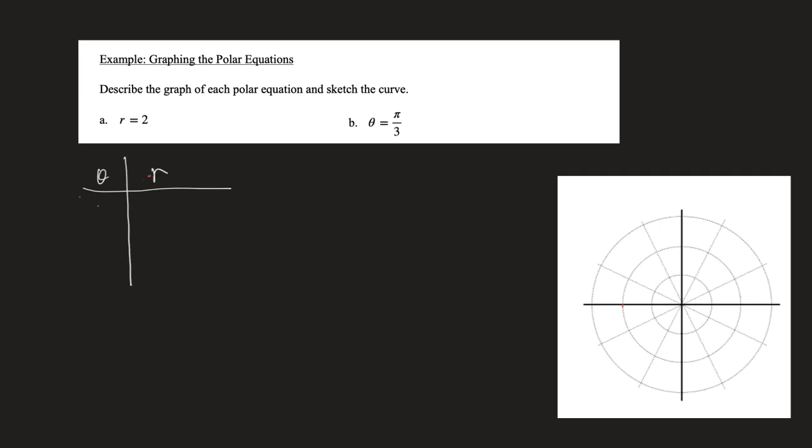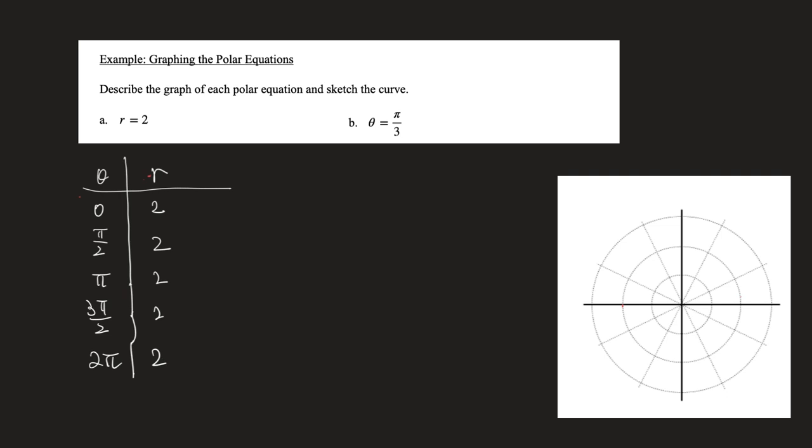Here is r. Theta is 0, r is 2. Theta is pi over 2, r is 2. Theta is pi, r is 2. Theta is 3 pi over 2, r is 2. Theta is 2 pi and still 2. Which means, let's plot it.